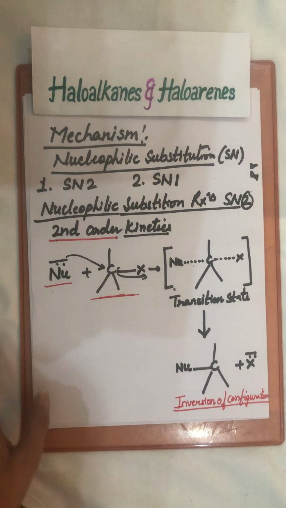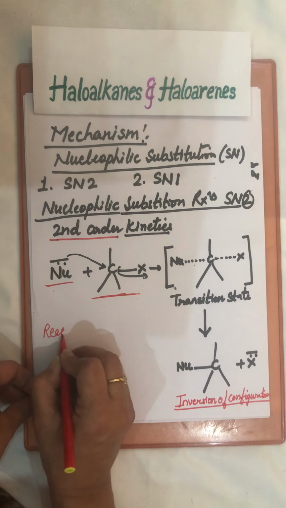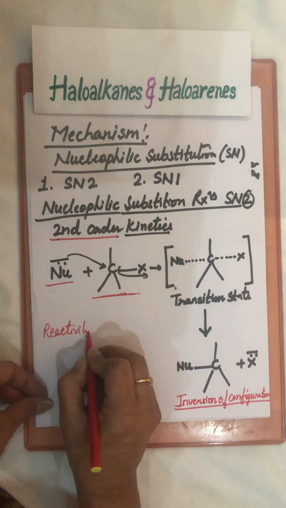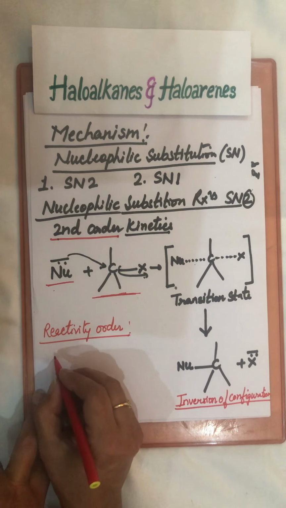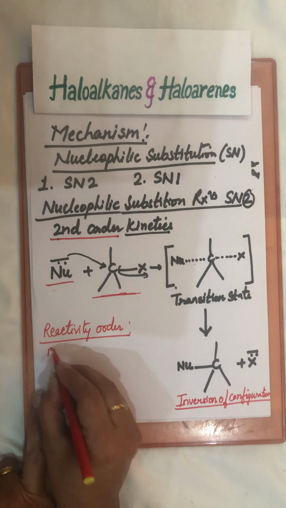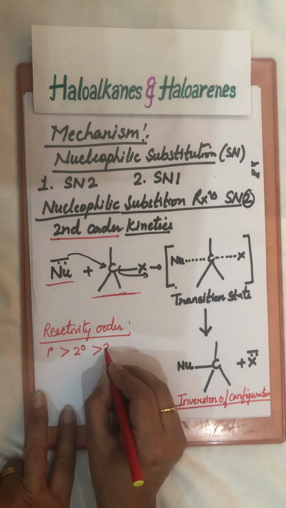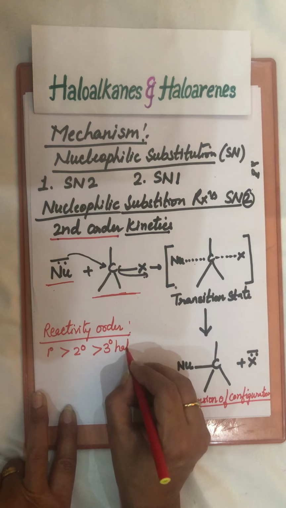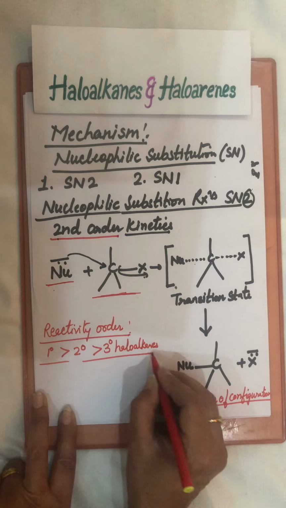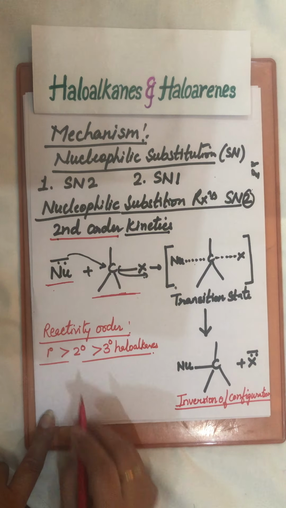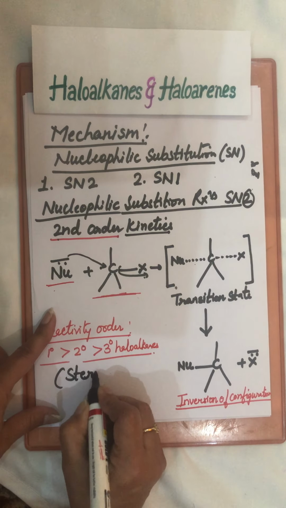Now the reactivity order in SN2 reaction. In these reactions, reactivity order is: primary haloalkanes have more reactivity than the secondary haloalkanes, and secondary will have more than that of the tertiary haloalkanes. The reason is due to steric hindrance. The answer is based on steric hindrance.